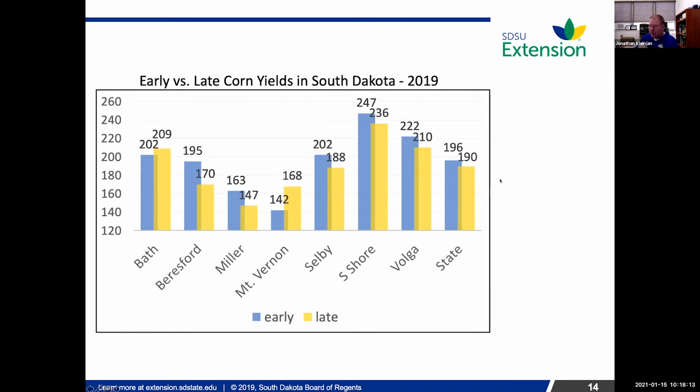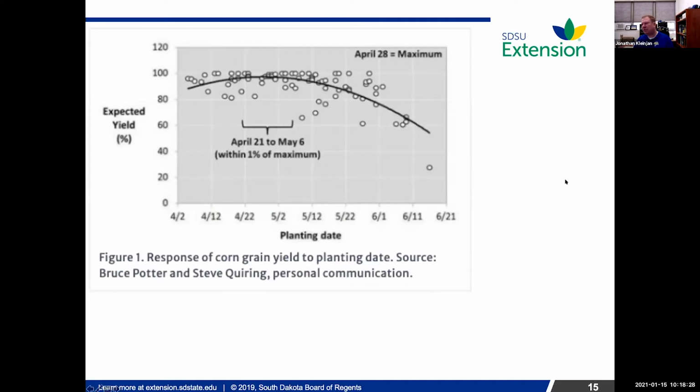So I had a lot of calls, maybe not so much that spring, but that fall, that said, hey, if I want to start planting some early corn, like an 80-day, what kind of yield am I going to get? What kind of yield reduction? So that's kind of why I decided to look at a planting date study.